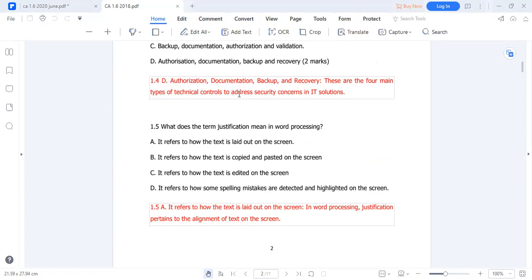What does the term justification mean in word processing? A, it refers to how text is laid out on the screen. B, refers to text copied and pasted on the screen. C, it refers to how the text is edited on the screen. And D, it refers to how the spelling mistakes are detected on the screen. So to justify is A, how the text is laid out on the screen. So justification basically looks at alignment. You can align to the left, you can center it, or to the right. So when you justify, it just looks at how you are aligning on the screen.